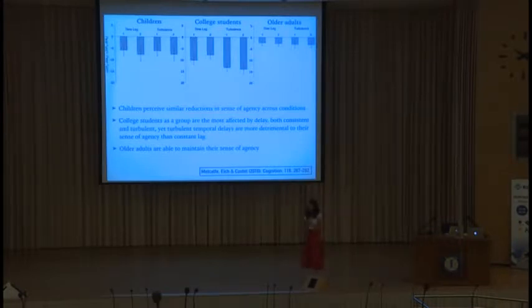College students seem to be the most affected by this turbulence, this unpredictable delay. They're also quite aware of themselves being the agent, but this lag and this turbulence is disturbing their perception. Unlike older adults, who seem almost unaffected by it. They know they're causing this, and they are able to predict that, despite all this disturbance in the temporal domain.